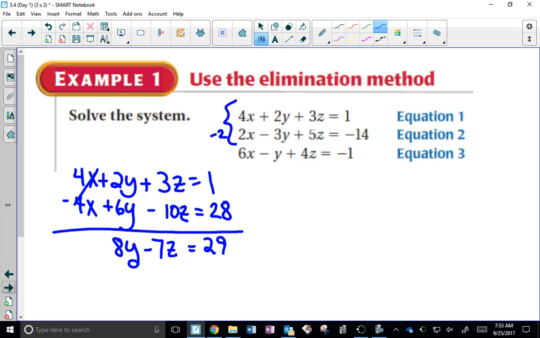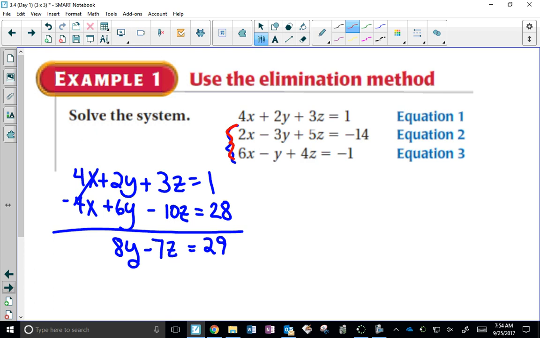Now, here's the key. Now I've got to go back to the original 3 equations and eliminate the same variable again. That's the key. Eliminate the same variable again and pick 2 other equations. So I'm going for the x. I've already put those 2 together. So do we want to put these 2 together or these 2 together? 2 and 3? 2 and 6? Yeah, the 2 and 6. Okay. So this time I'm going to put these 2 together. Let me do this in a different color.